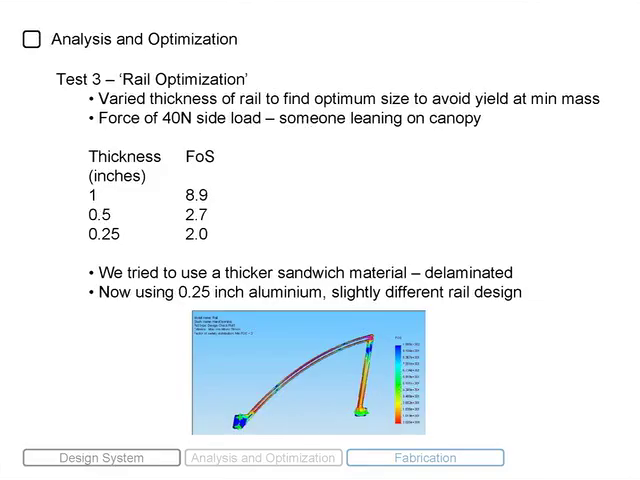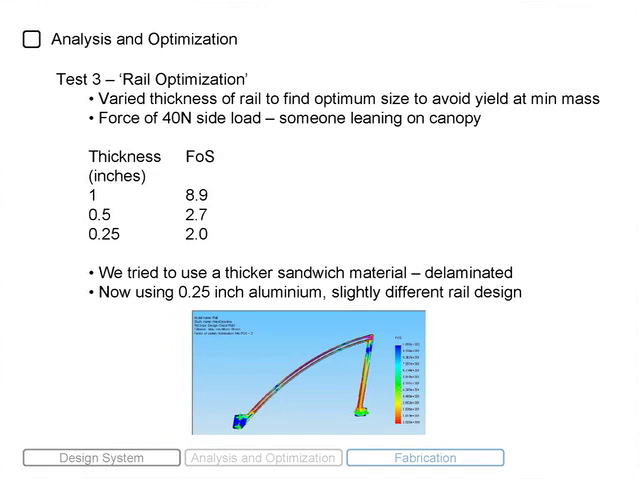So we varied the thickness of the rail to find the optimum sizes, and the side load we did was 40 newtons, which is basically someone hitting the canopy accidentally, or the car accidentally kicking the rail, that kind of thing. We tried at first making these two lanes. The numbers came out fairly thick at first, about half an inch or something like that, and we're like, wow, half inch, a little bit of a block. It's kind of thick.